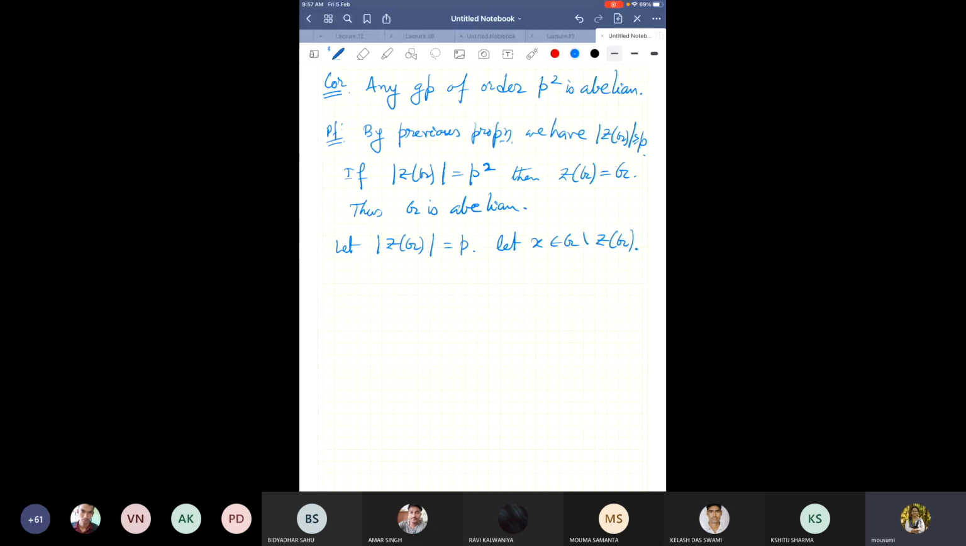What can you say about the centralizer of X? Order of centralizer of X will be P. But why will it be P? Since we have only two choices, P and P square, and if it is P square, then X must belong to the center of G. Yeah, so basically what we have, but the centralizer of X is also there, no?